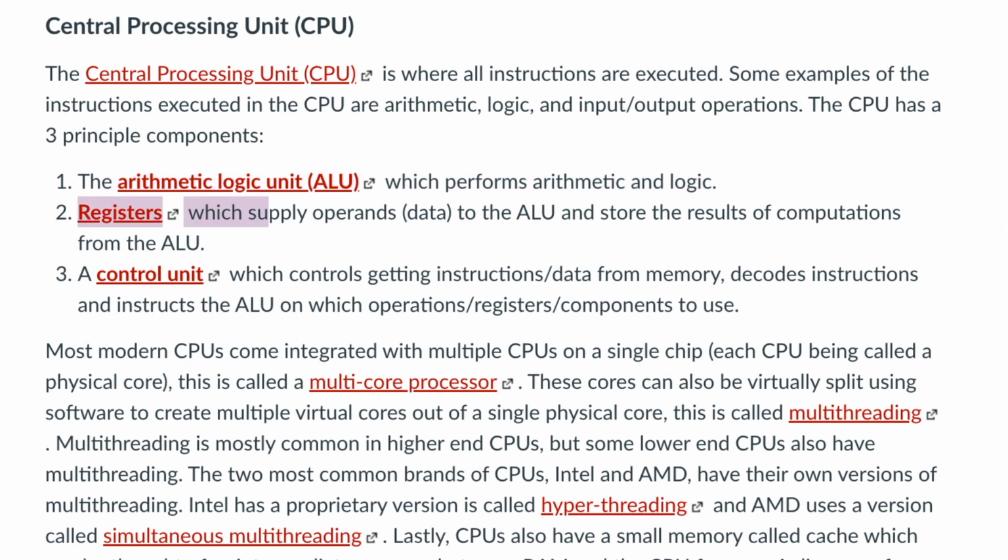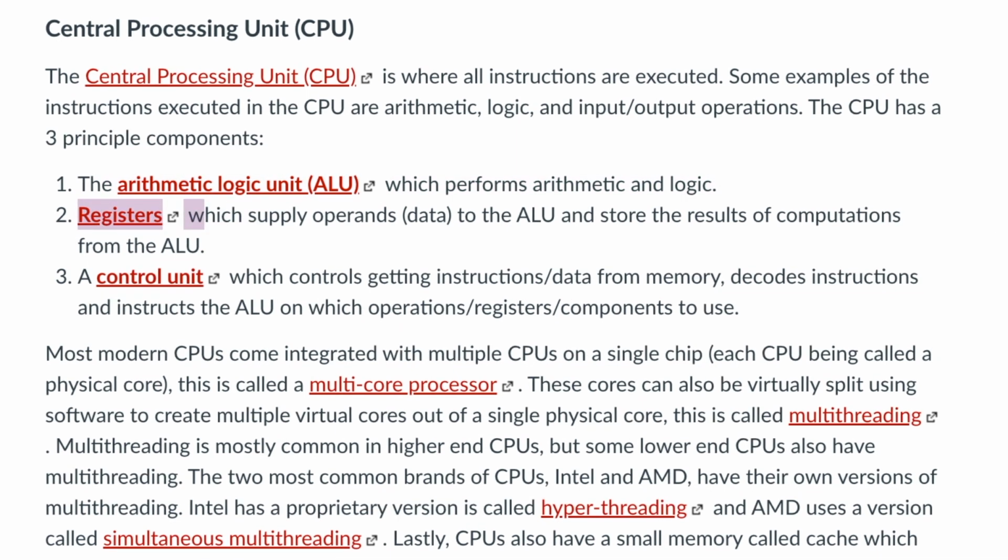There's also registers. Registers are what are going to supply operands, aka data, to the arithmetic logic unit. So any data that the CPU needs to use is going to get pulled from main memory into the registers. And then also, the results of any computations performed by the ALU are going to be stored in registers as well.